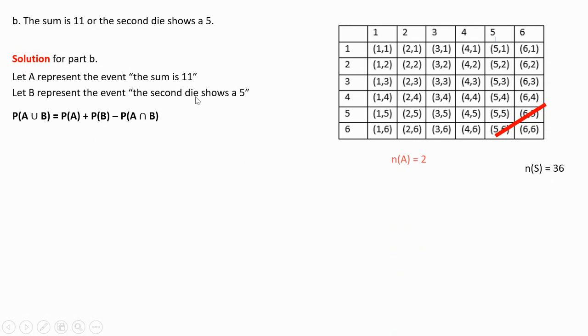Now we're going to let B represent the event the second die shows a 5. So the second die of 5 will be all these right here. See, 1, 5, 2, 5, 3, 5, 4, 5, 5, 5, and 6, 5. So it's going to be all these right here. So it's going to be what? 6. Now, where do they intersect? They intersect there, and that's it, right? Just there. So then just plug everything in. So it's going to be 2 over 36 plus 6 over 36 minus 1 over 36. The answer will be 7 over 36. That's your solution for part B.